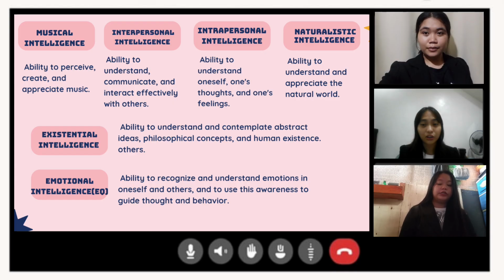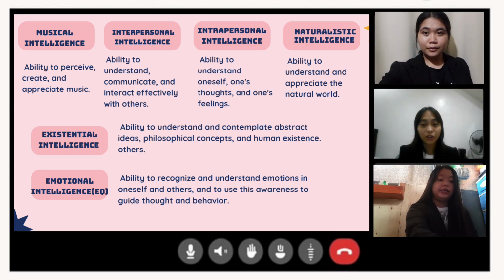And for example is a teacher, counselor, or team leader who understands other people's emotions and creates a supportive context. And number seven is intrapersonal intelligence, the ability to understand oneself, including one's thoughts, feelings, and motivation. And for example is a writer or a philosopher who reflects deeply on personal experience and feelings.